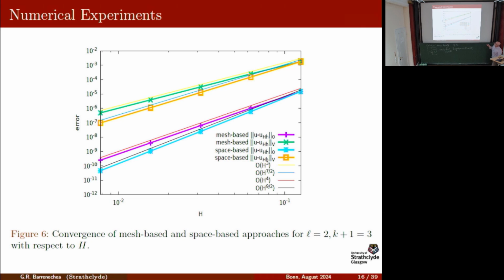And I hope you can see this. Everything goes to zero as is expected, or better. And this is the point. This is the H1 semi-norm. I used quadratic elements for the Lagrange multiplier, cubic elements for the submesh. So we have convergence, which is cubic in the H1 semi-norm for the mesh-based, for the H version.